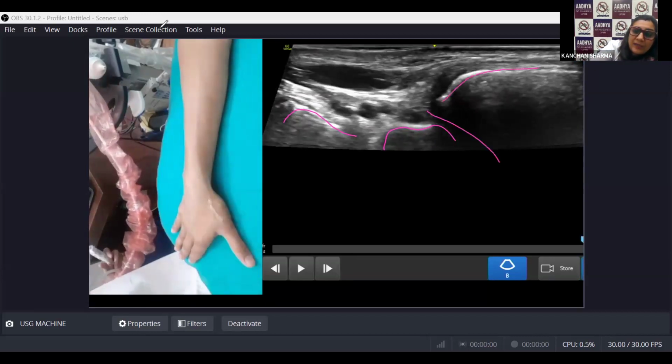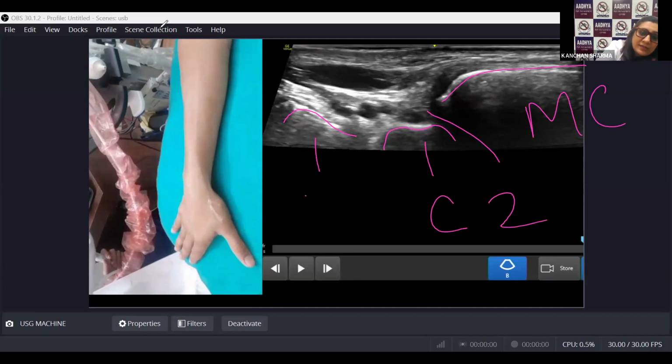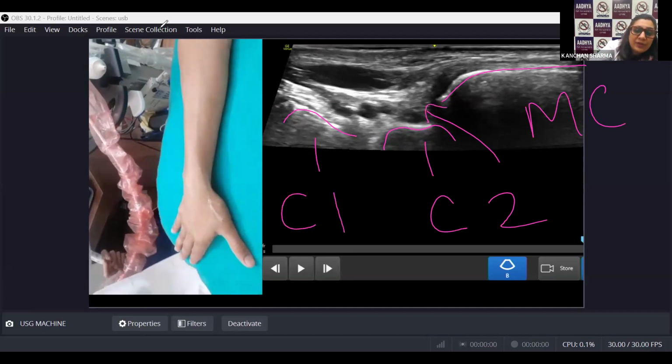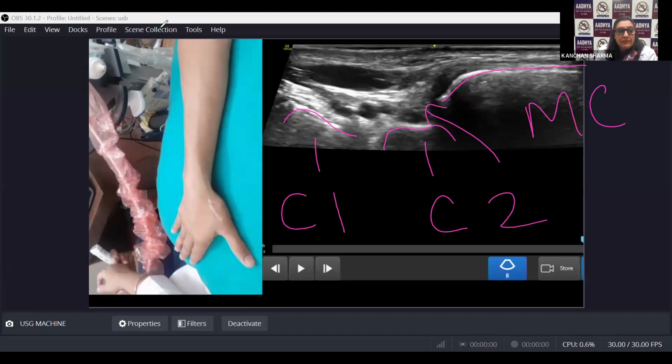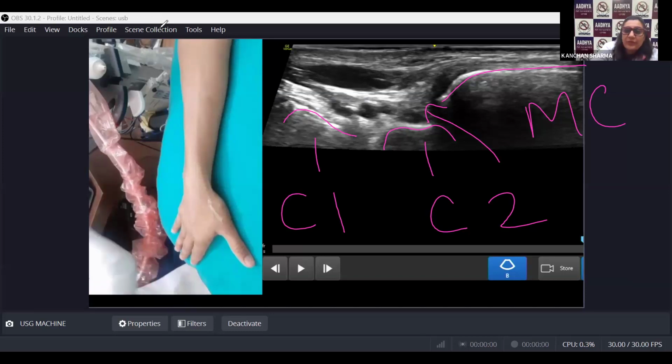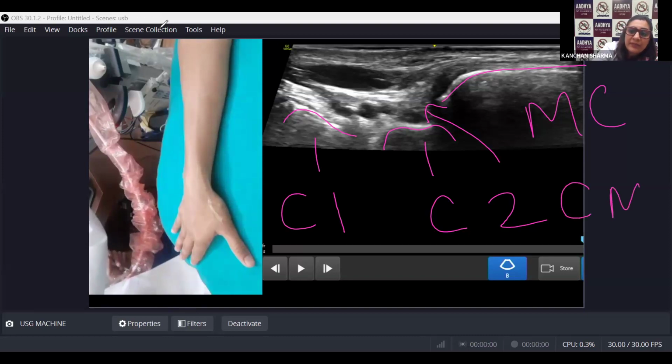Means if this was my metacarpal, this is a carpal bone 2, this is a carpal bone 1, right? So what should be the name of this joint? Who can tell me? Anybody? Carpo-metacarpal joint. Very good. This is the carpo-metacarpal joint because this is a carpal bone and it is a metacarpal.